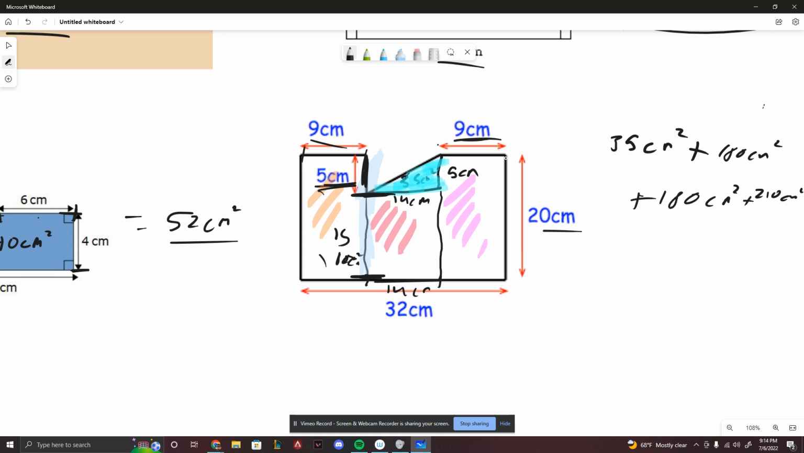So if we add all this up, plus 180, plus 180, plus 35, we will get 605 centimeters squared. And there you have it. That is how to figure out the area of complicated shapes.